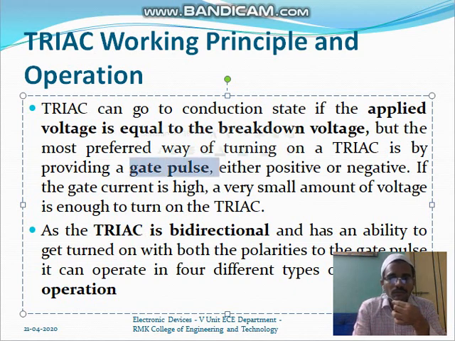This is very important because you are going to control the TRIAC like a switching device. So you are going to provide a gate pulse, a pulse signal given to the gate terminal. Either the pulse will be a positive pulse or a negative pulse, right? And if the gate current is high enough, the external supply voltage between MT1 and MT2 can be small, and the TRIAC will start conducting, right?